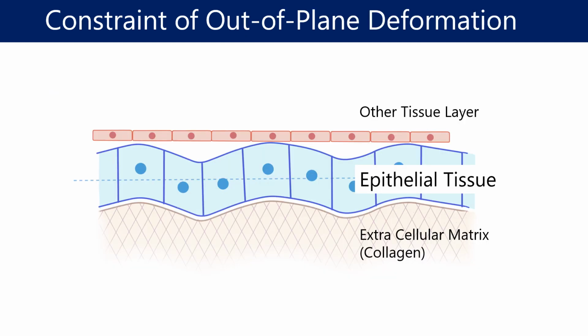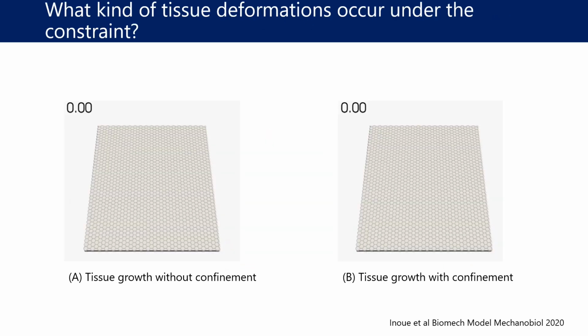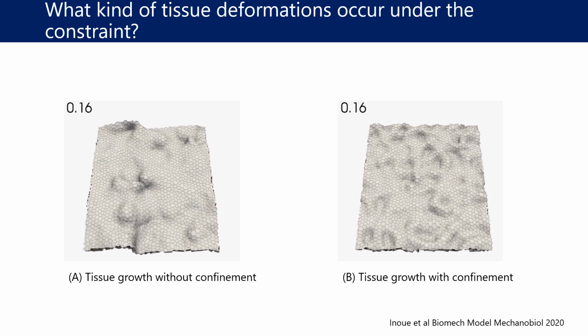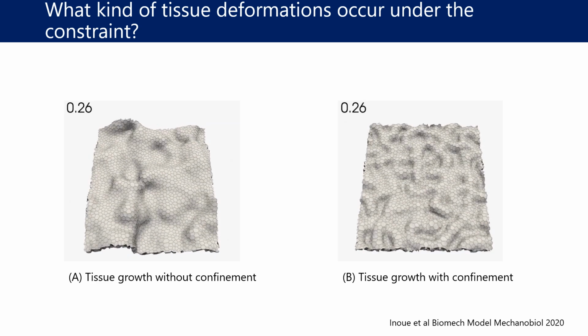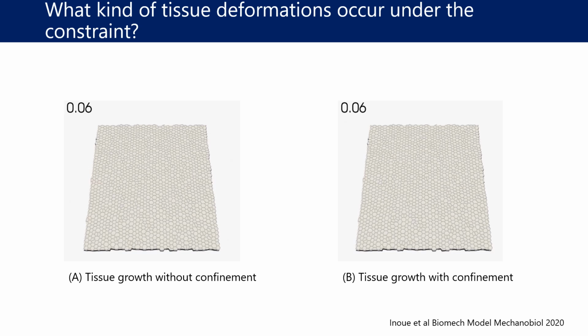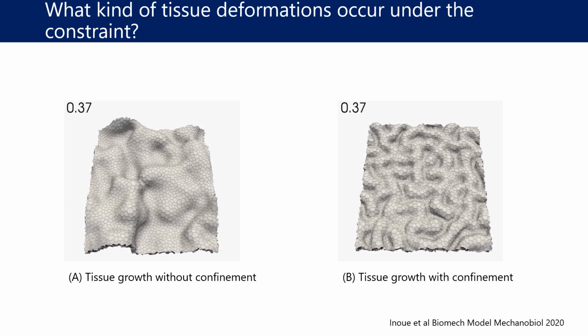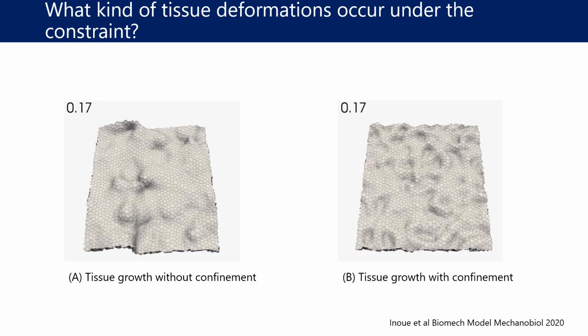One key factor influencing epithelial folding is the constraint of out-of-plane deformation. These constraints are imposed by surrounding tissue layers, such as other cell layers, and the extracellular matrix (ECM), including collagen. These mechanical interactions play a crucial role in shaping the final phenotype of the epithelial folding structure. To investigate the role of suppression of out-of-plane deformation, we performed simulations of growing epithelial sheets. In case A, the epithelial sheet grows by cell division without out-of-plane constraint, and we obtain a coarse folding structure with a small number of wrinkles. In case B, the growing epithelial sheet undergoes an out-of-plane constraint and multiple folds formed in the epithelial sheet.